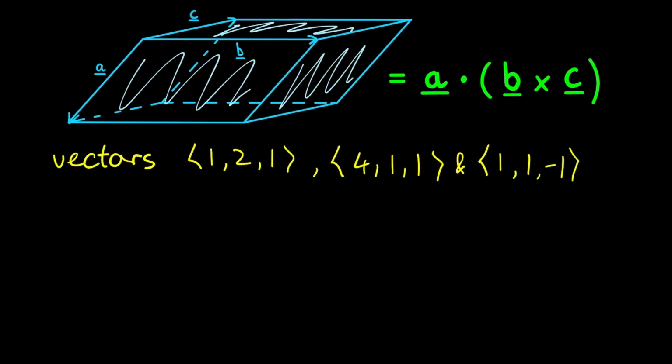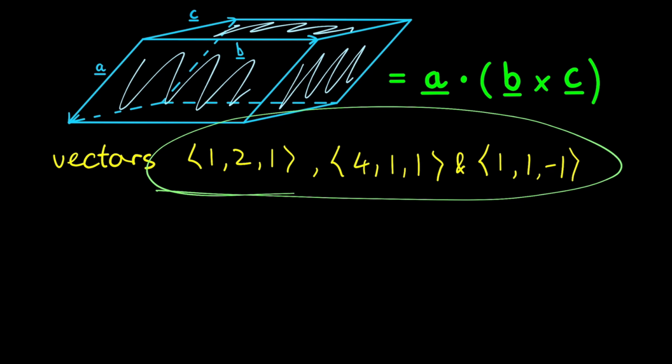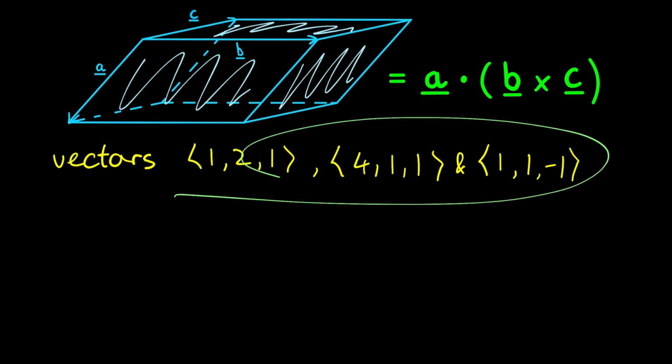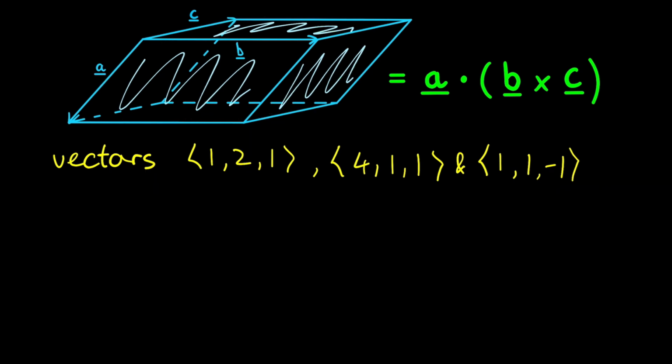Alright, so we want to find the volume of this parallelepiped using the scalar triple product, which is this over here, which is the vector A dotted with the cross product of the vectors B and C. Given three vectors that define a parallelepiped, we need to find its volume. So let's first understand where this equation comes from.